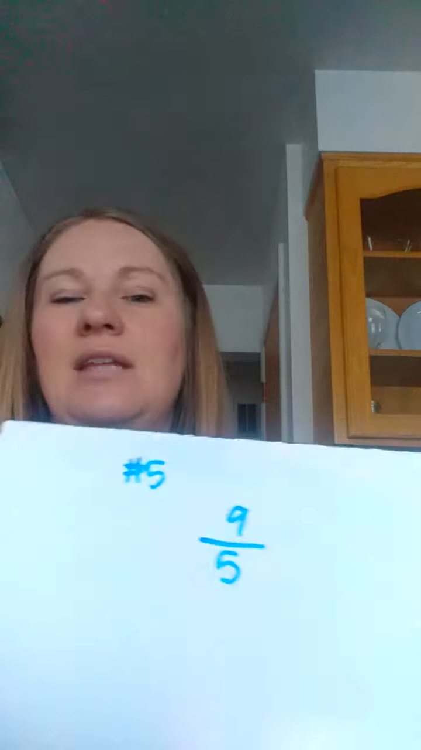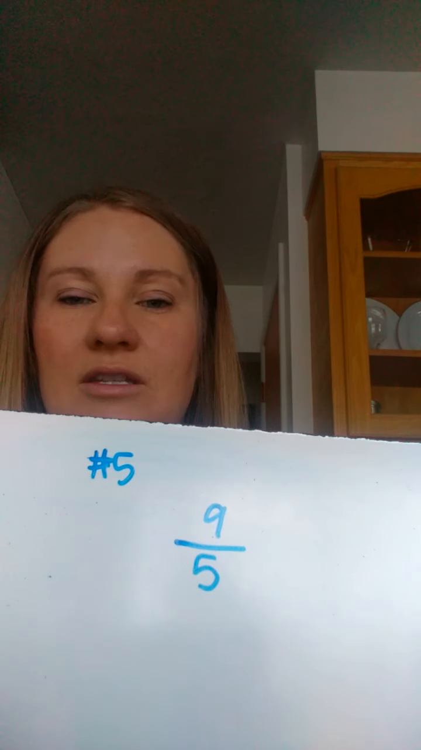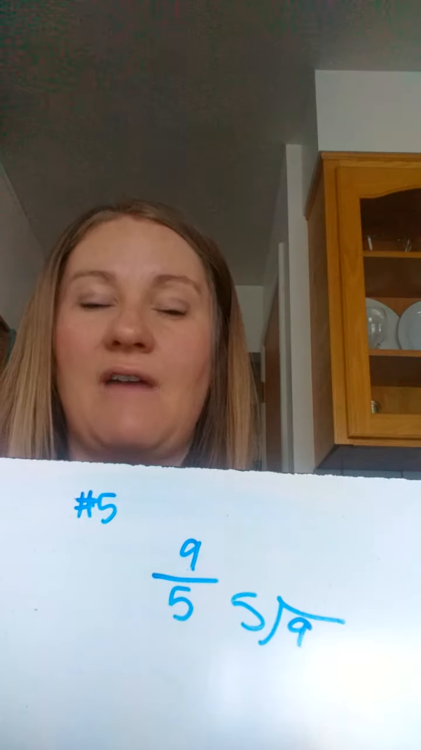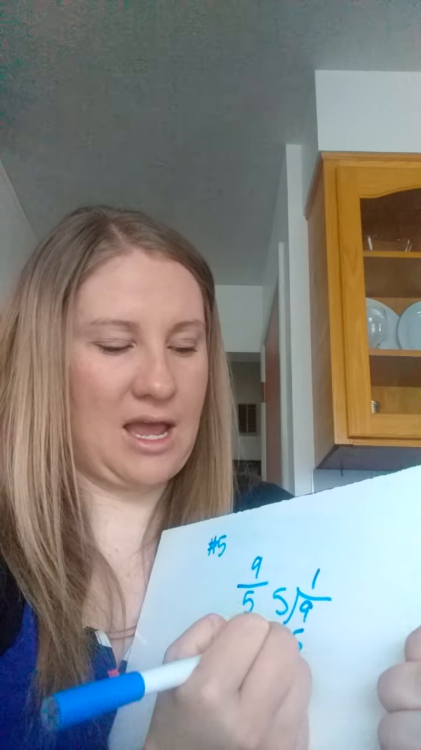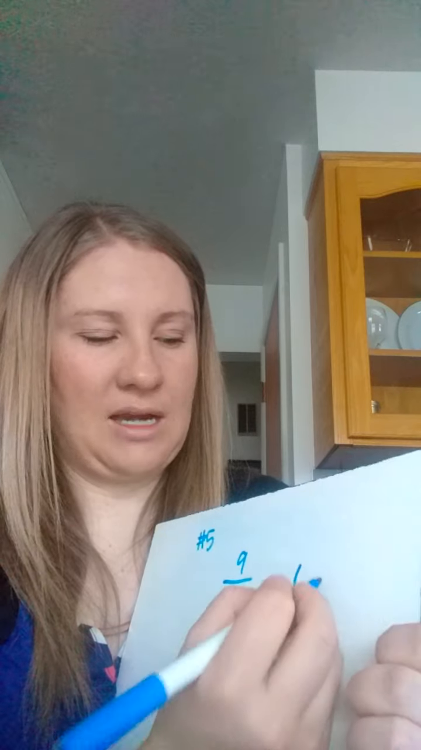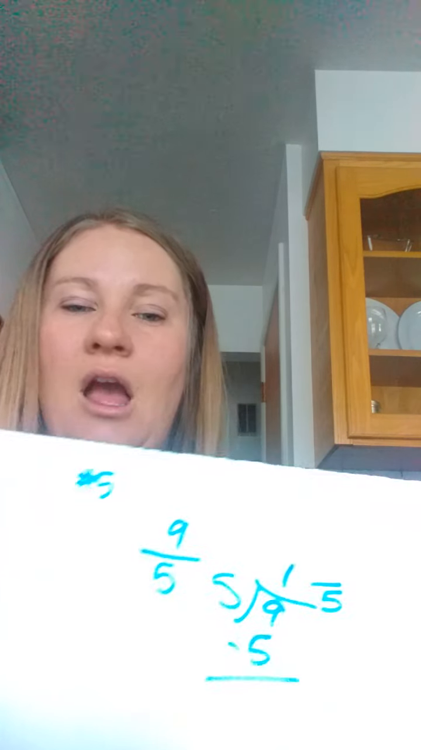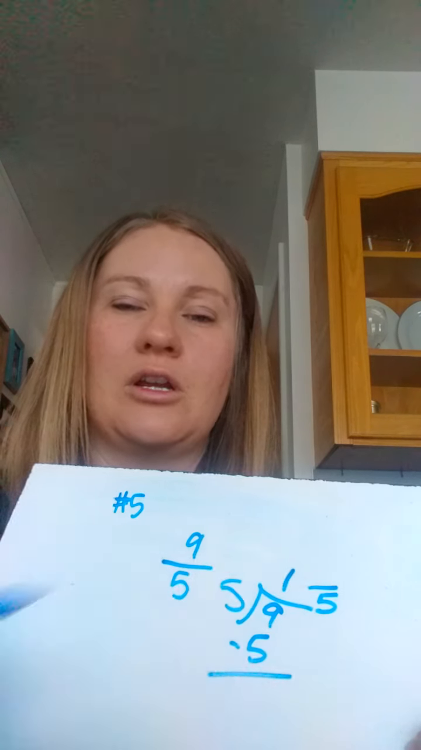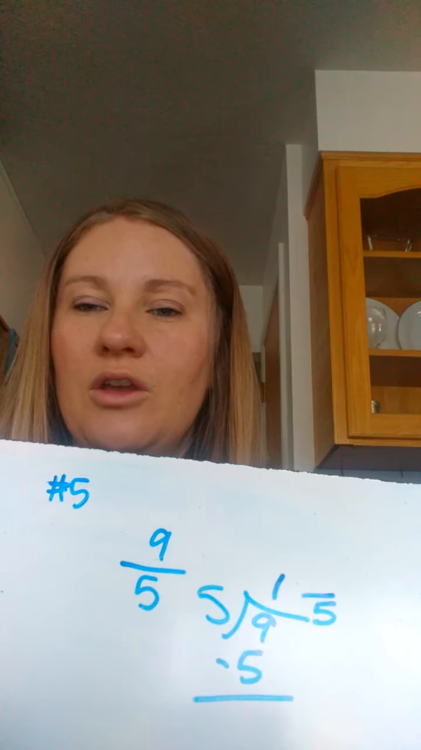Number 5 is the same thing, except for it will be a mixed number, which means you will have a whole number and a fraction. So it's 9/5. Change that into a mixed number. So we'd go 9 divided by 5. I know that 5 goes into 9 one time, which is 5. So it will have a remainder, and we'll bring over our denominator, and we'll put our remainder as our numerator on top. So there's number 5.